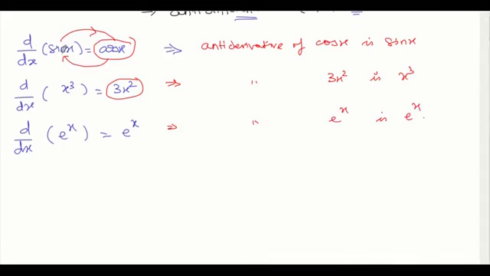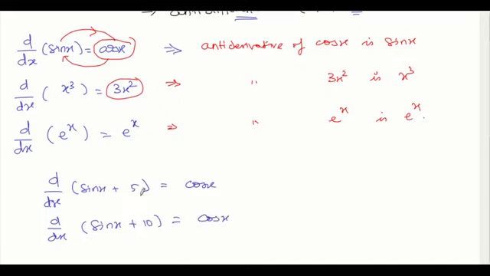Sin x, when you differentiate, you get cos x. Even if I differentiate sin x plus 5, I will get cos x only. Differentiation of sin x plus 10 also gives cos x only. Why? Because 5 and 10 are constants. So in general we can say the antiderivative of cos x is sin x plus some constant c.